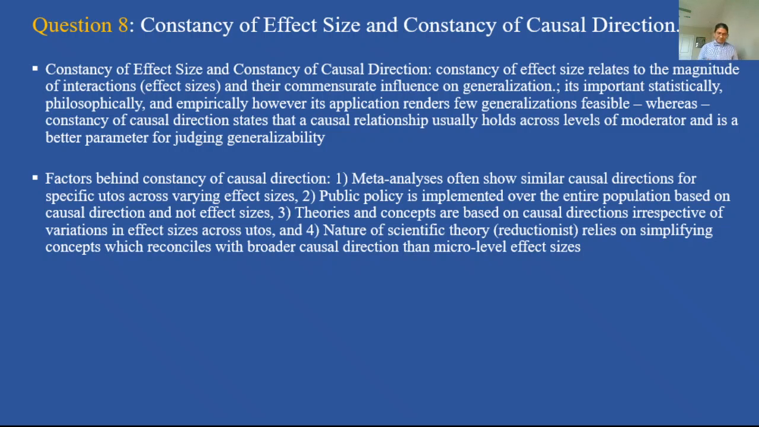And the fourth reason the book mentions is that scientific theory is by nature reductionist. In science we talk about breaking down complex structures and complex information into simpler ones that can be easily digested. In such a scenario, focusing on effect sizes, which is again entering a complexity zone, is not feasible. That's why constancy of causal direction is a better approach towards determining generalization.